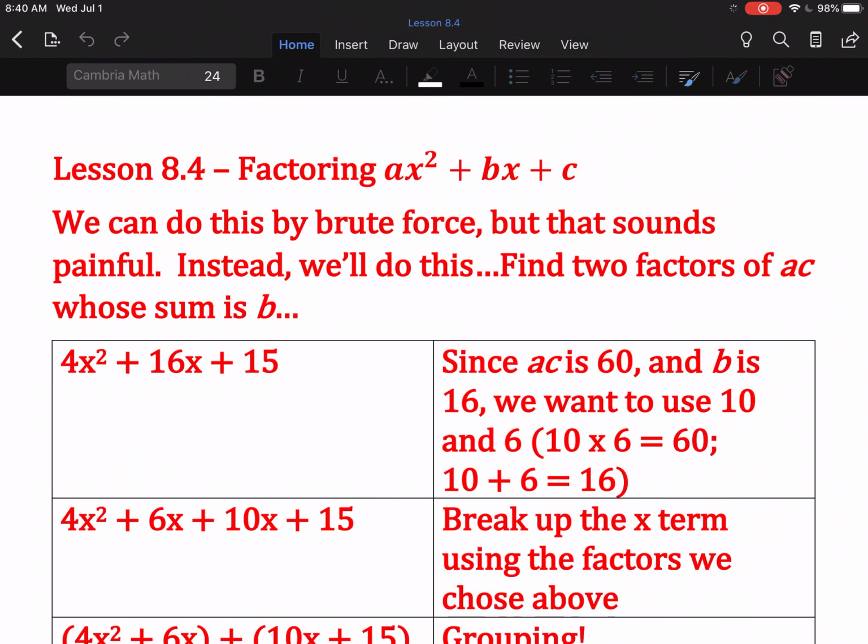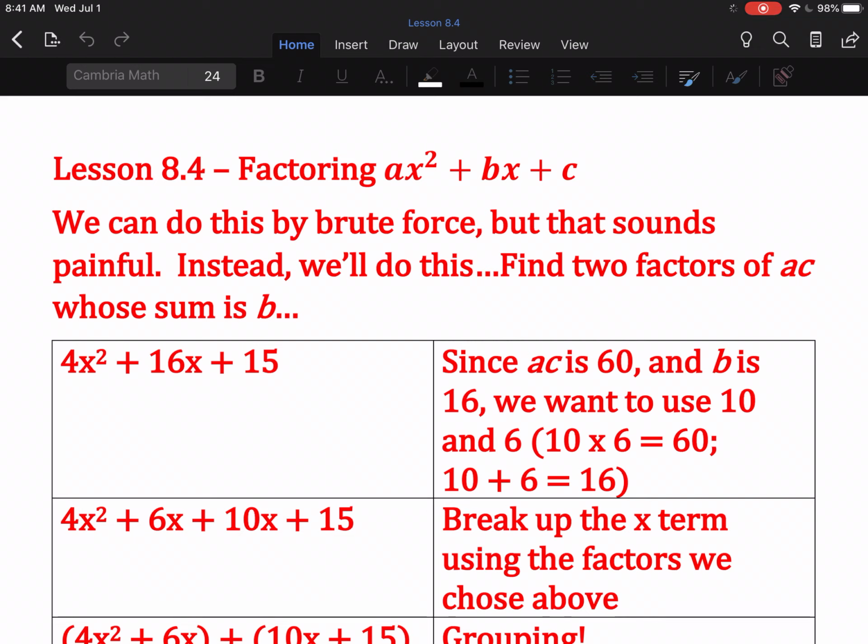Okay, next lesson is factoring ax squared plus bx plus c. So the only thing that's new now is that our first term is going to have a multiplier. We can do this by brute force, but that sounds painful. And by brute force, I just mean guessing and checking a whole bunch of things. Instead, I'm going to give you a process that will work every time.